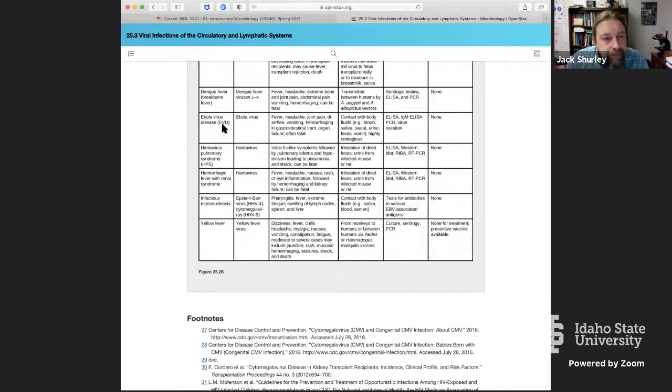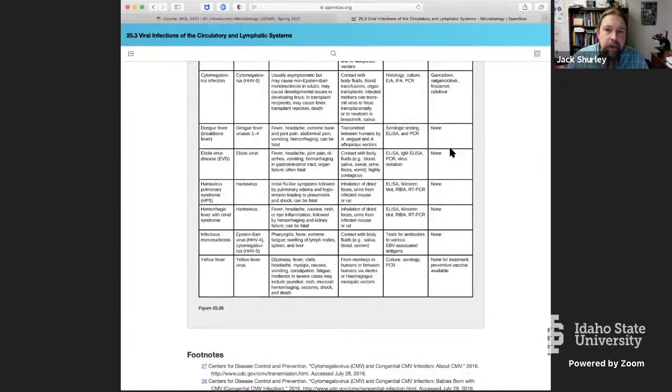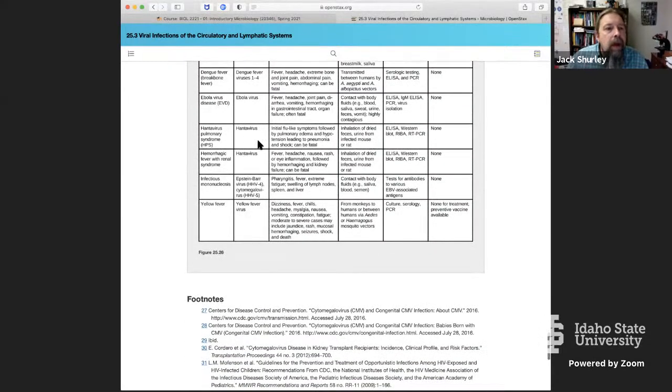Ebola virus, we saw that in the PowerPoints. Fever and headache, joint pain, the vomiting and hemorrhaging, which are truly some of the big concerns with this, set the stage for it being very contagious. So contact with any sorts of fluids, and you can see here again, with the majority of these, no treatments.